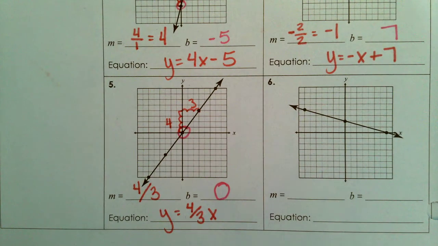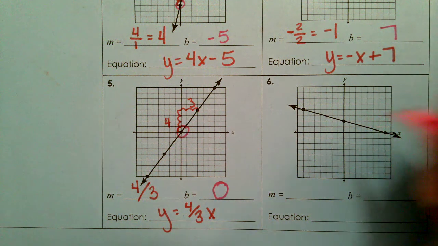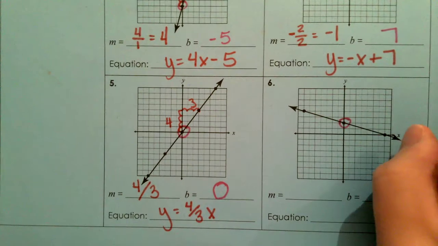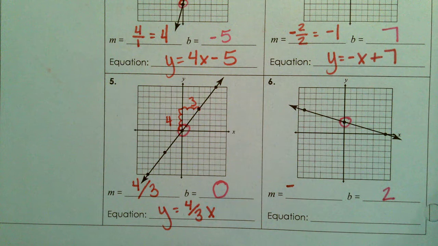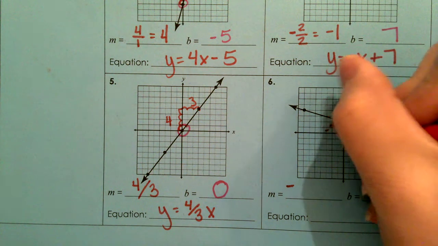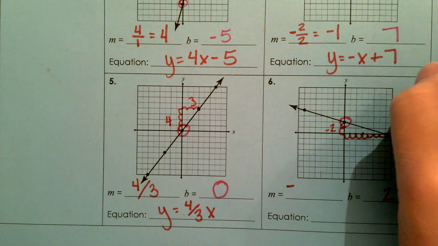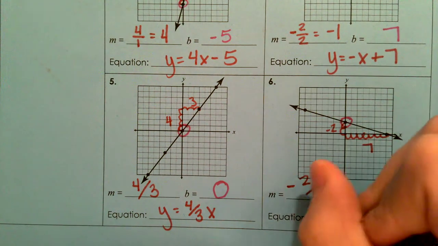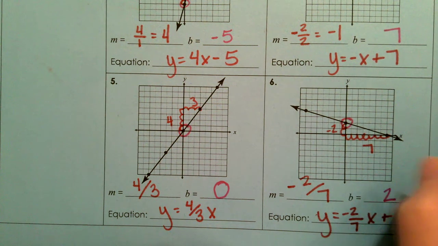Since there's nothing there, I just leave it like that. Okay, then on my next problem here now, I have my slope and I have my y-intercept. I always start at my y-intercept, and that's b equals 2. I notice this is a negative line, so my slope is going to be negative. And I know that I am going to go down 2 right here, it looks like. And then I am going to go over 7. So I would have -2 over 7. My equation would be y equals -2/7 x plus 2.